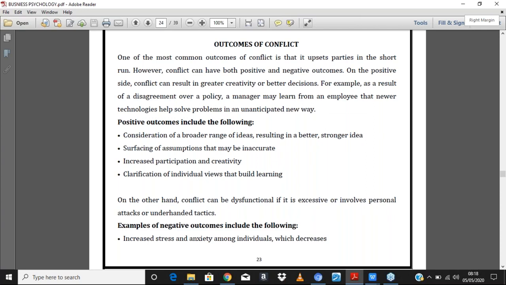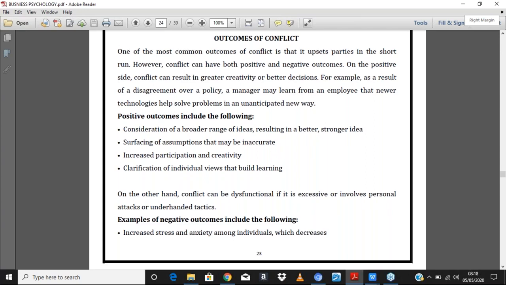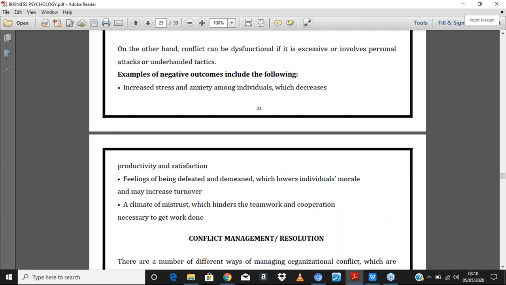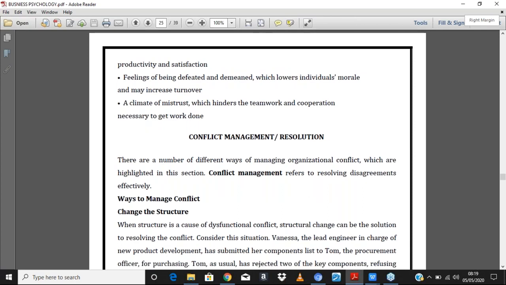Positive outcomes include consideration of broader ideas, because when conflict comes, you have different perspectives. Increased participation and creativity. You have clarification of individual views, that build learning. On the other hand, a negative impact could lead to increased stress and unhappiness among workers. You could have feelings of being defeated and demeaned, or not being looked at with the right mind. The feeling of, I wasn't accepted, my ideas were not seen as very good, and all of those factors. So those are the positive and negative outcomes of conflict.